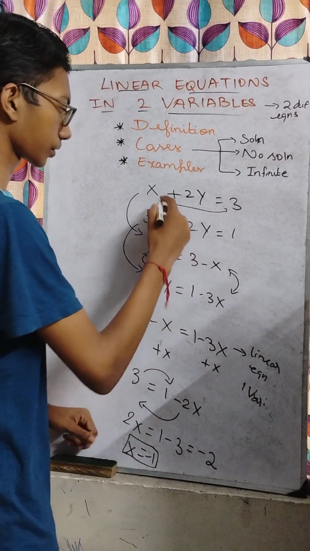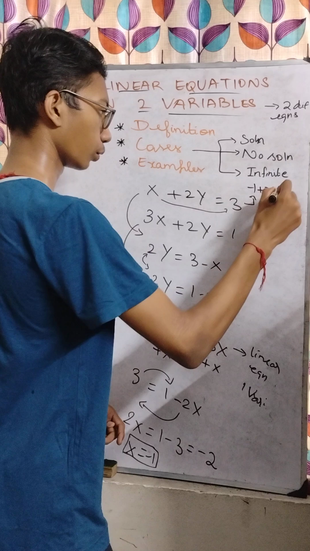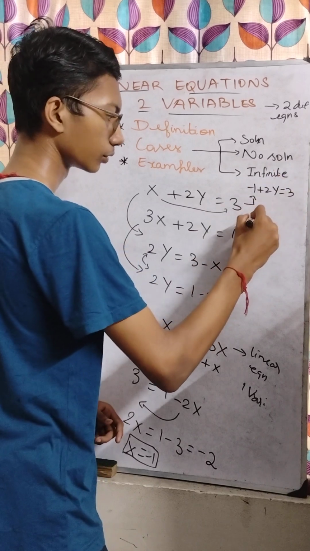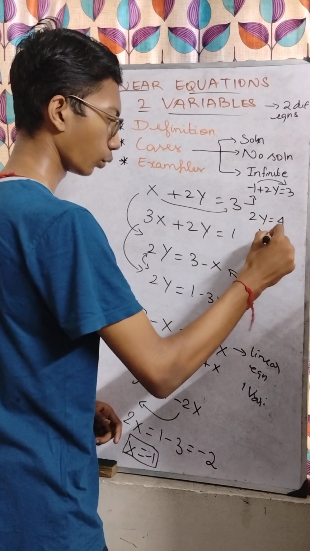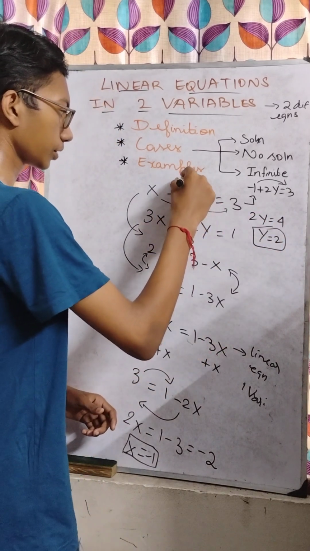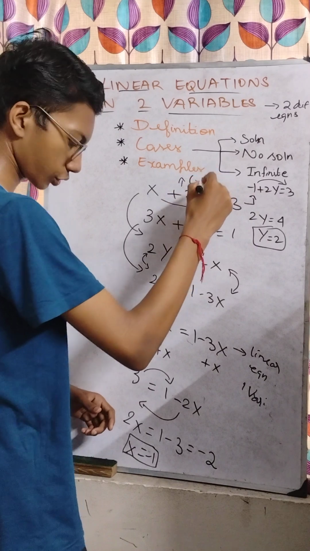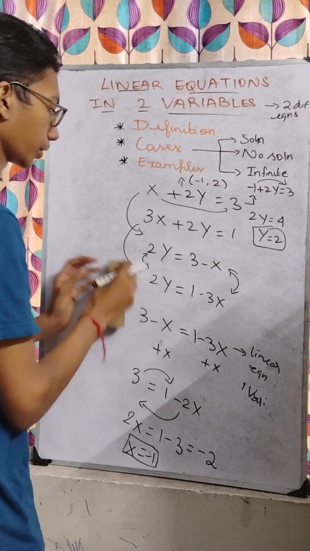If we put x as minus 1 in this equation, minus 1 plus 2y equals 3. 2y equals 3 plus 1, which is 4. So y equals 2. So how do we write this? The answer for these equations is minus 1, comma 2. So this is the answer for this pair of equations.